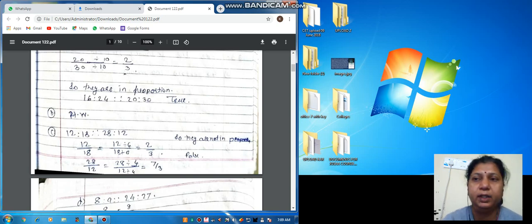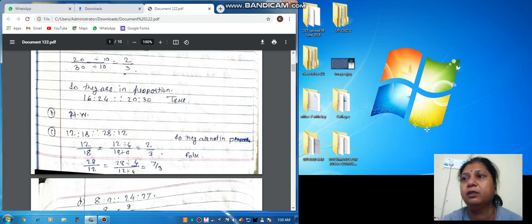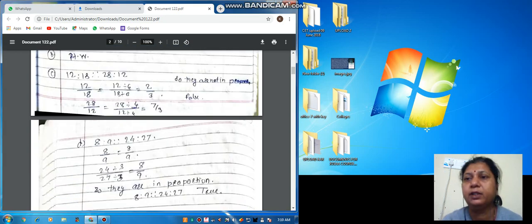So 7 4s are 28 and 4 3s are 12. So this is 2 upon 3, that we can say 2 is to 3. And second ratio is 7 upon 3, that is 7 is to 3. So are they same ratio? No. So they are not in proportion. Okay, so it is false. So let's take the next example.